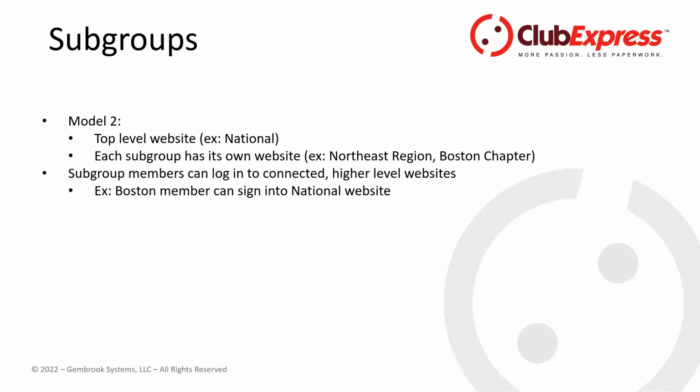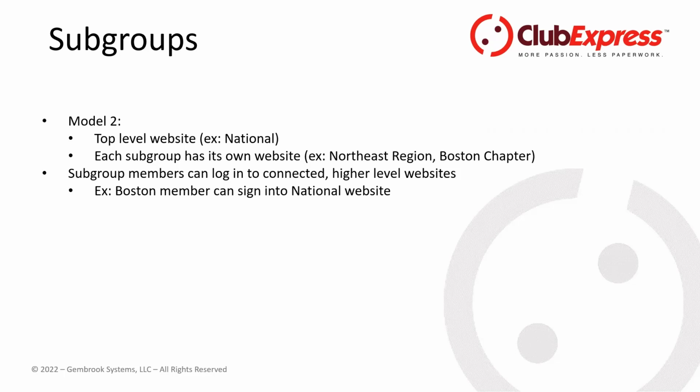Each subgroup, whether it's a region or a chapter, is going to have its own website. And your subgroup members can log into both websites with the same login information. So a Boston member can sign into the national website. But remember, in Model 1 organizations, it's all the same website.